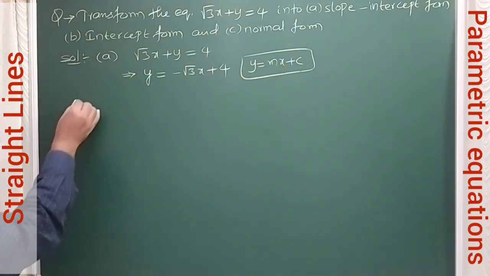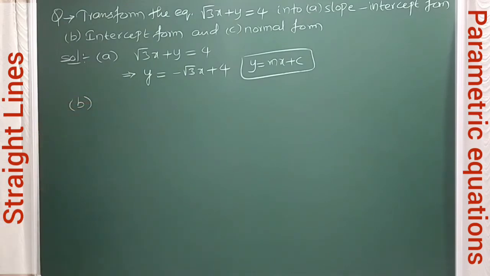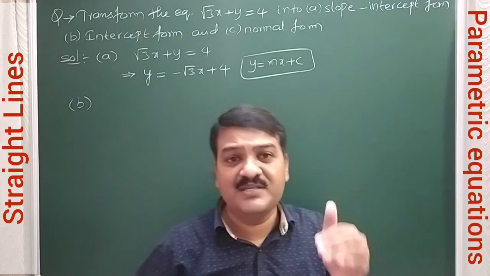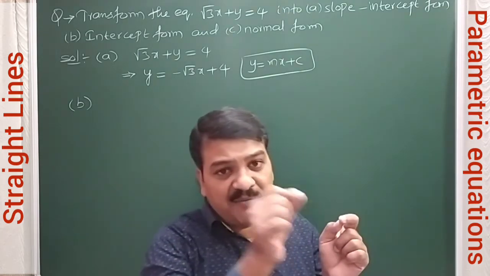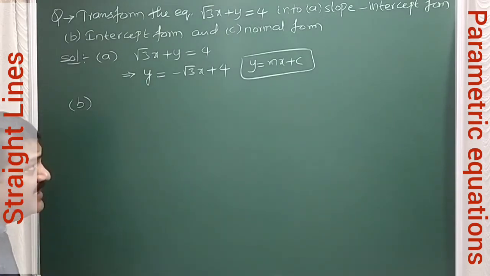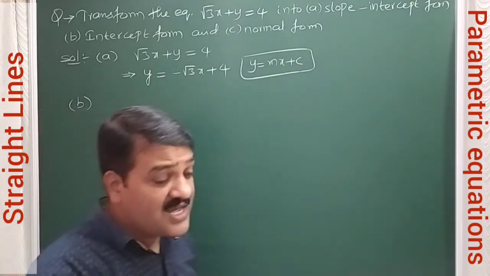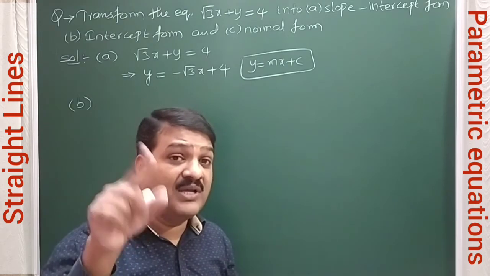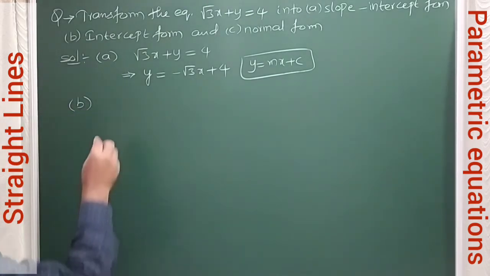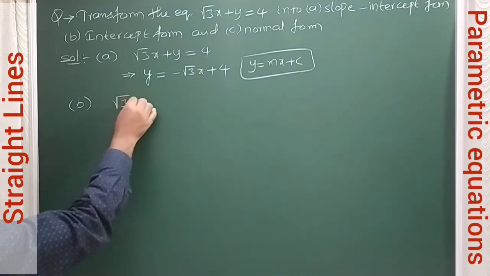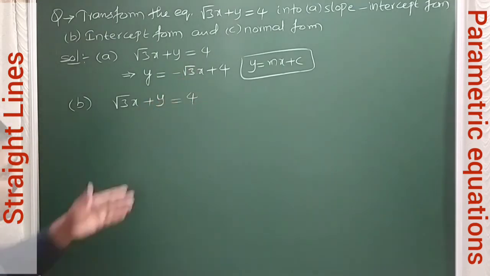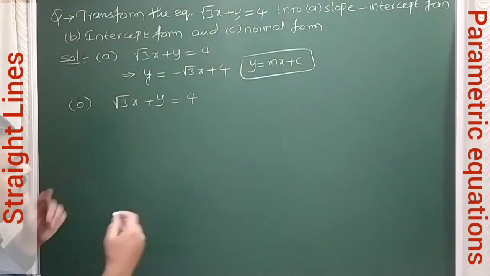Okay, and coming to the second, intercept form. Intercept form means what? x by a plus y by b is equal to 1, where a, b are intercepts. So x by a plus y by b is equal to 1 means basically the RHS must be 1. That you have to remember. RHS must be 1. Okay, so I will take the given line like this. RHS must be 1 means what will you do? Divide by 4.